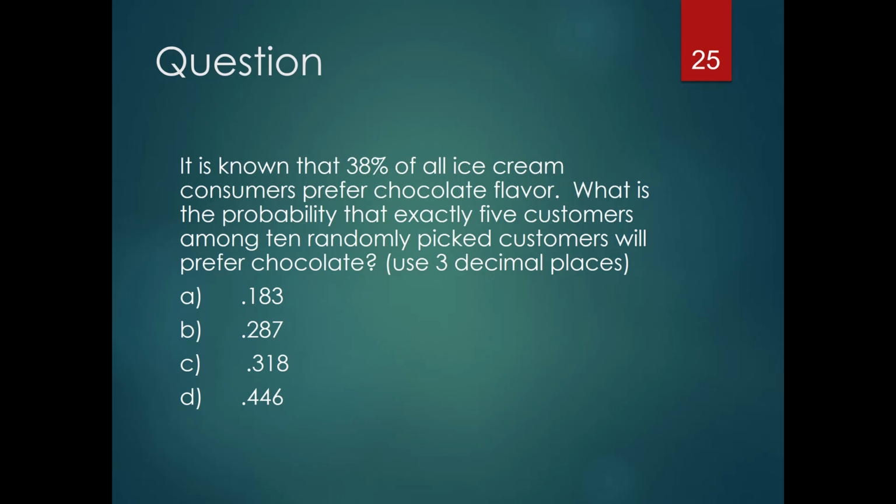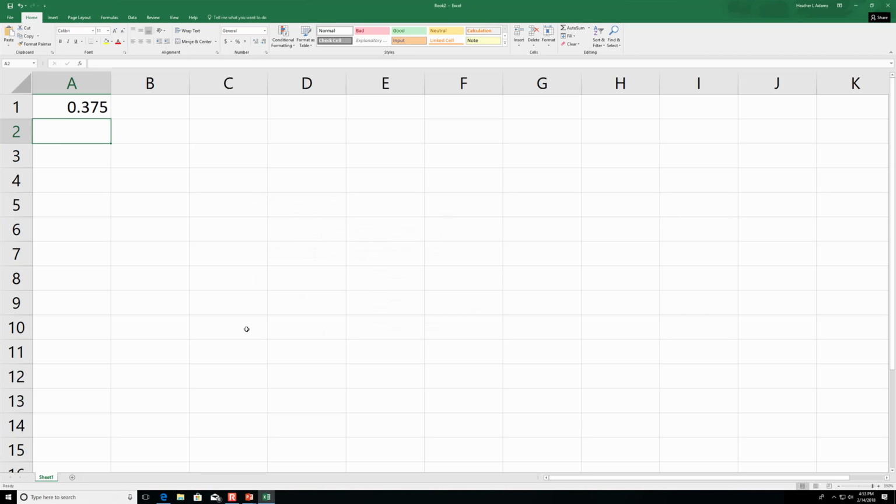Okay, so for the binomial function, binom dist, the number of successes that I'm interested in is 5. The number of trials is 10. Probability of success, or preferring chocolate, is 38%, so 0.38. And I'm going to say false because I want to know the probability of exactly 5, not less than 5 or greater than 5. Okay, so 18.3% likelihood of that.